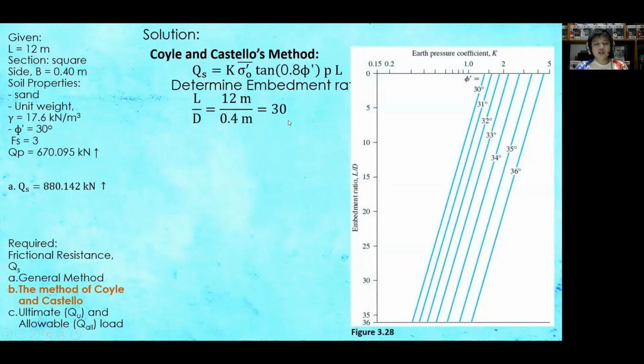So in figure 3.28, with embedment ratio equal to 30, draw a horizontal line, and identify the appropriate diagonal line for our phi prime, which is 30 degrees. At the intersection, project through the logarithmic horizontal axis and identify the value of K as 0.4.